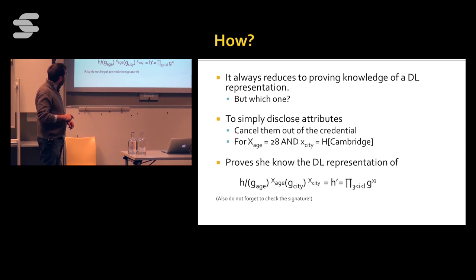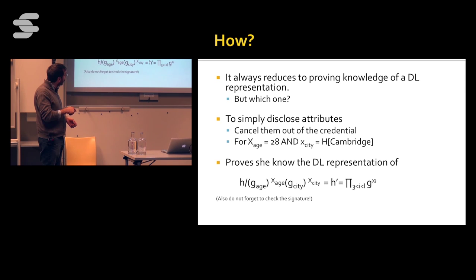Okay? Well, what she does is the following. She basically says, I have this H, which has many more attributes. What I'm going to do is I'm going to take the G that corresponds to the age and exponentiate it to my attribute age, and the G that corresponds to the city and exponentiate it to the city, and divide them out. Just divide them out. Because they are known, I can just divide them out.